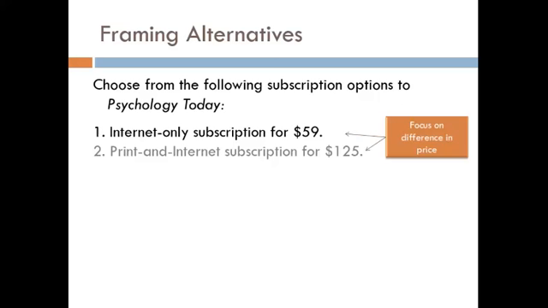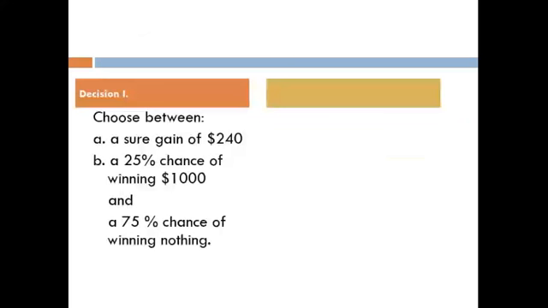The way that the problem is set up can cause us to focus on one thing or another and ignore, again, the base rate or the actual probability of something or the actual value of something. And we can make incorrect decisions based on how the problem was set up. Okay, here's another example of that.